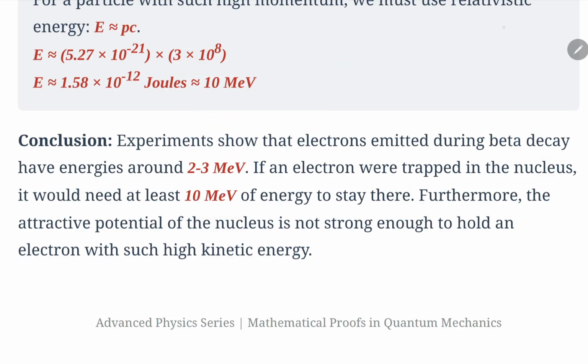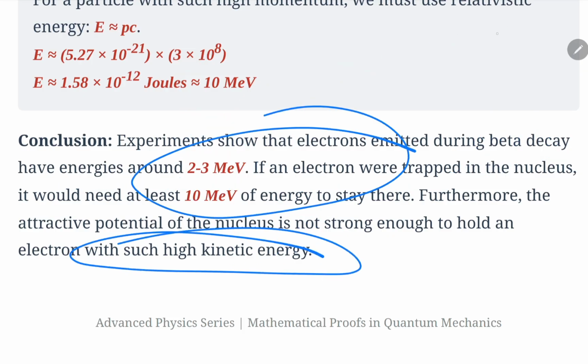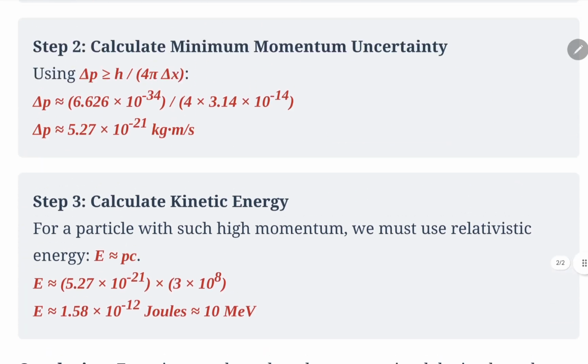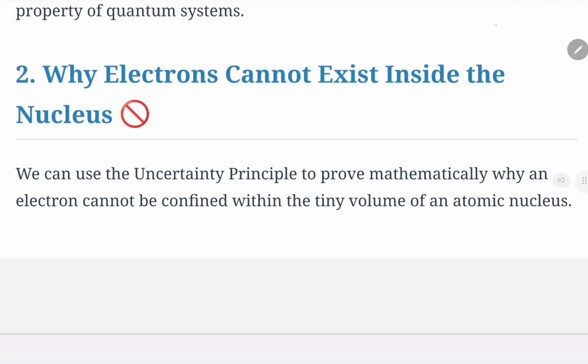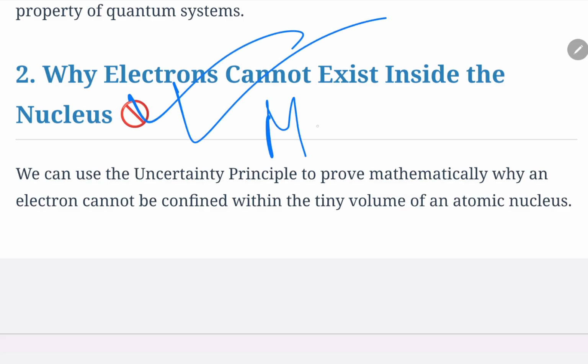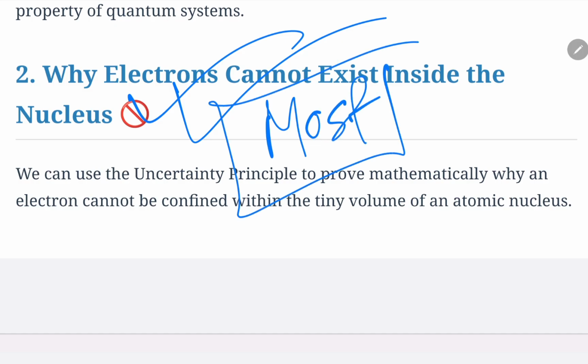So we have two kinds of logic. The first one is this and the second one is this. For these two reasons, you can finally conclude that this is the reason an electron cannot stay inside the nucleus. This is one of the most asked questions in physics exams. Hopefully now you can answer that.